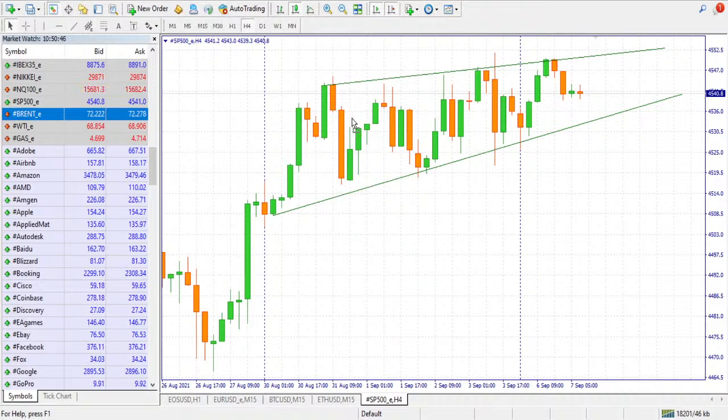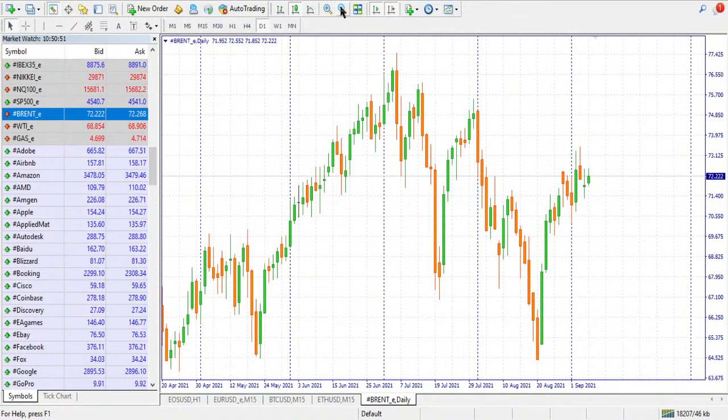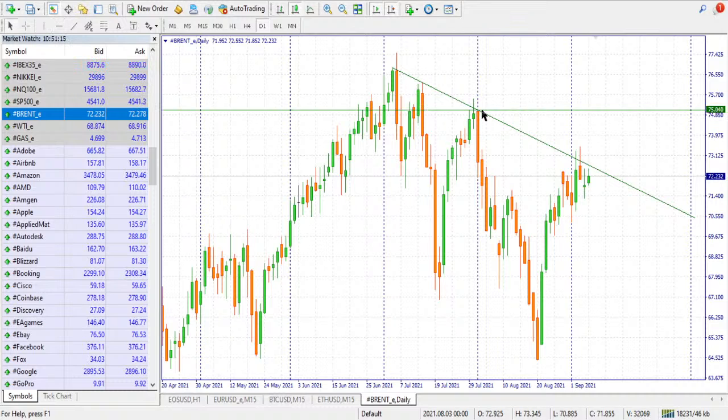The other symbol is the Brent oil. With the Brent oil, so far we do have a trend line here. This is like a resistance. We have a resistance, we have a resistance, and we have a resistance here. If the price should break above the upper trend line, then we do expect a continuation upwards up to this point. The next target is this one.